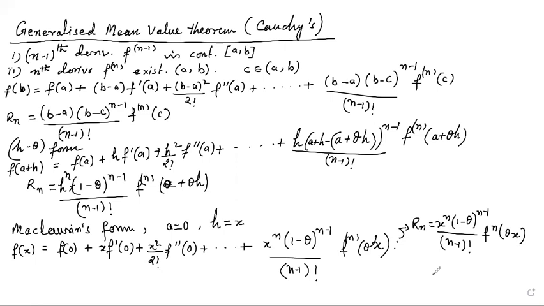All right. So in all the cases, we have seen the remainder after n terms for the generalized case of Cauchy's mean value theorem. Right?